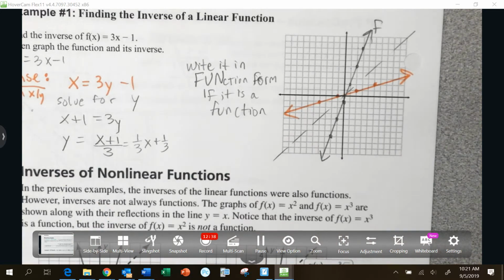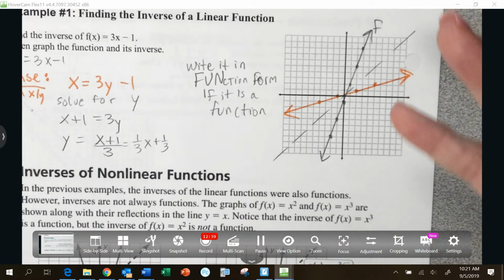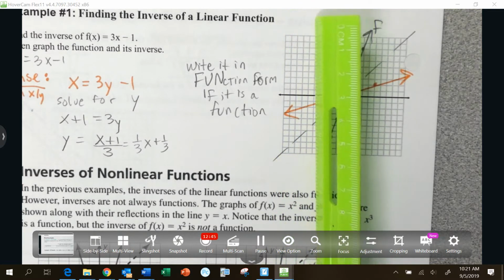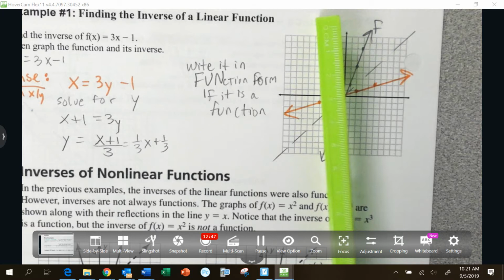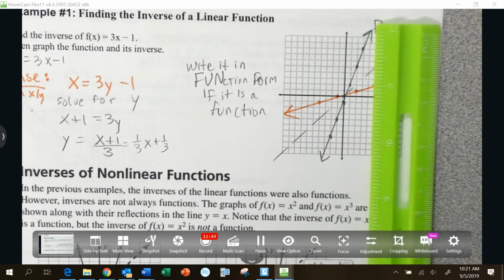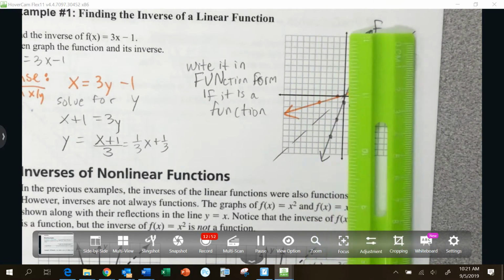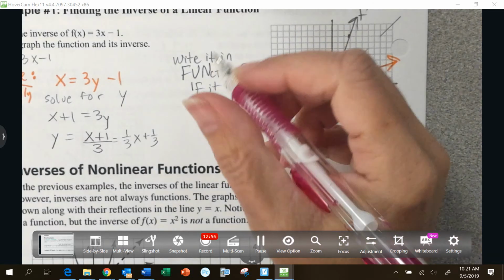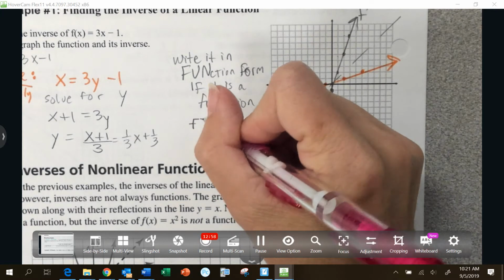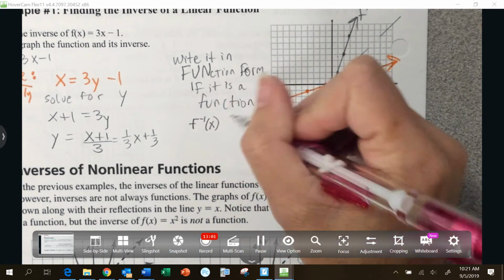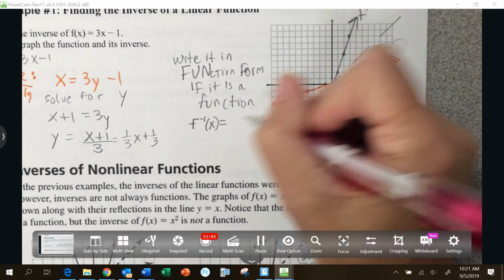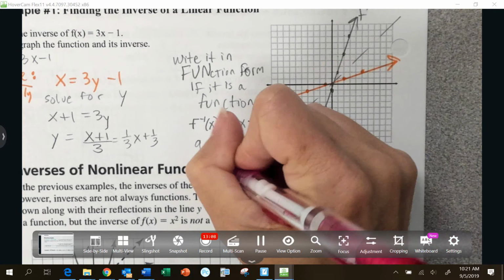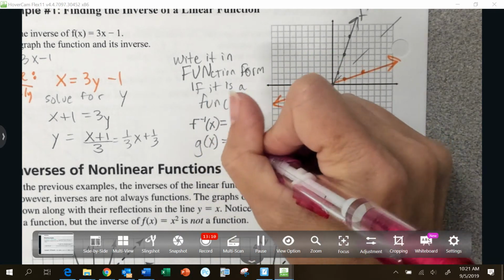So now I go back and I ask you, is the orange one a function? Does it pass the vertical line test? If I take a vertical line, does the vertical line ever hit more than once at any part on this function? No. So is this a function? If it is a function, you write it in function notation. You could either write the function inverse symbol, and that would be 1/3 x plus 1/3, or you could write g of x. It's up to you which one you choose to write.